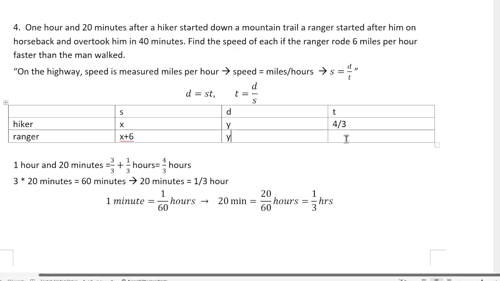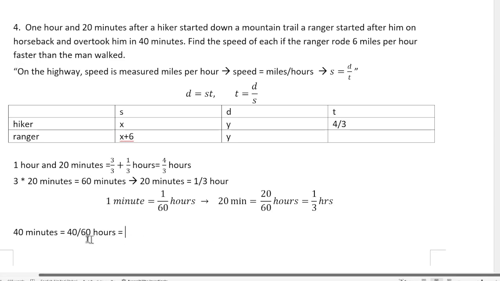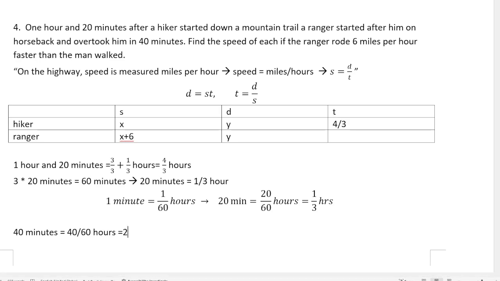Okay, and on the other hand, the time that the ranger took was 40 minutes. Again, the same kind of idea. 40 minutes would be 40 over 60 hours. So 40 minutes equals 40 divided by 60 hours. But if you cancel the 0 top and bottom, and then you do 4 over 6, divide top and bottom by 2, you get 2 over 3 hours. So it will be 2/3.